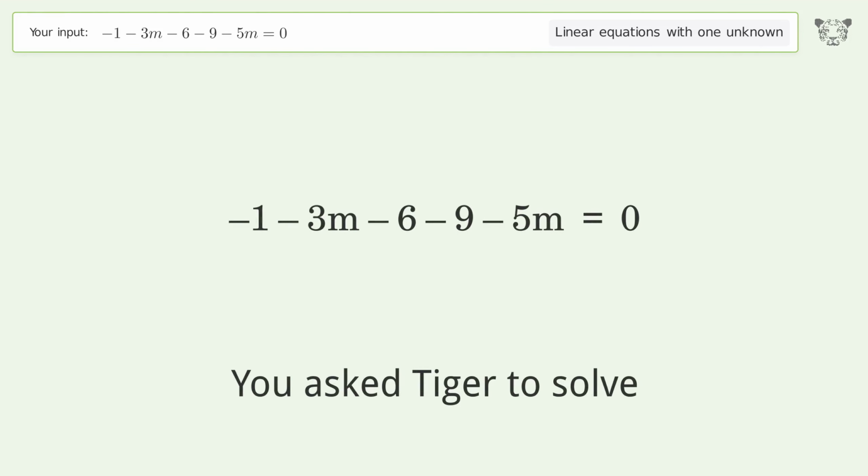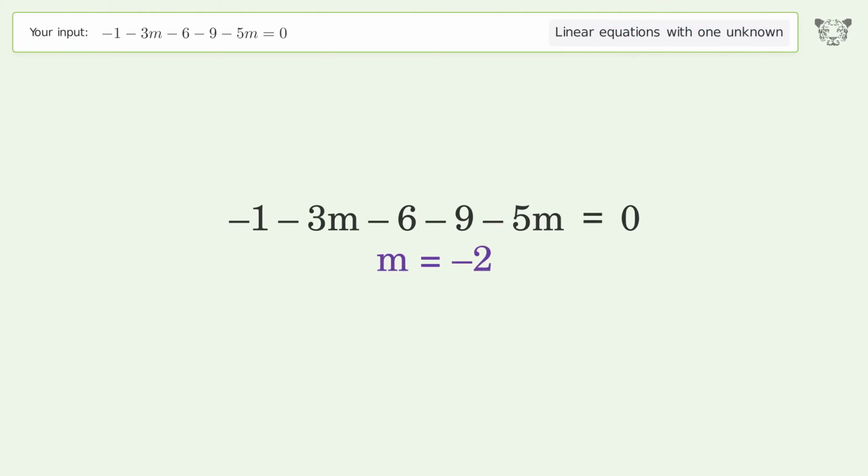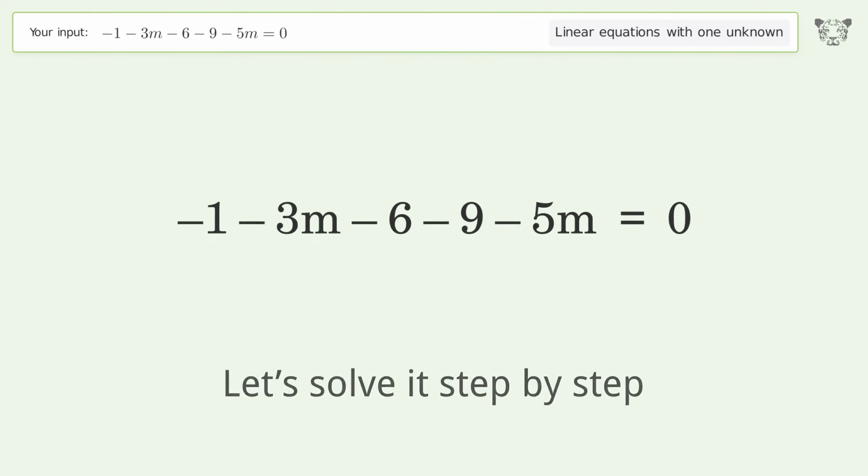You ask Tiger to solve this. This deals with linear equations with one unknown. The final result is m equals -2. Let's solve it step by step.